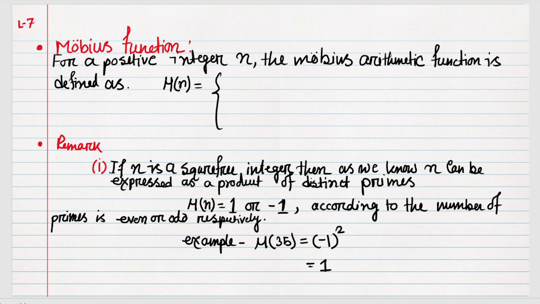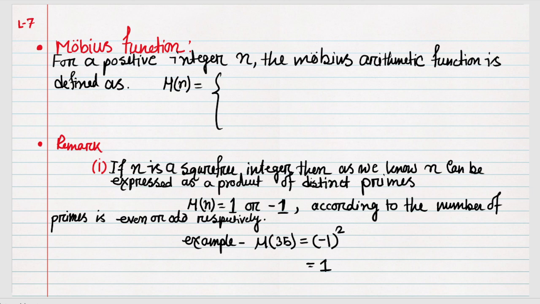In our early lectures, we studied two functions, the sigma function and the tau function. Here we'll start with the Möbius function. Earlier we studied the tau function and the sigma function. What was the tau function? The tau function was the number of positive divisors, and the sigma function was the sum of the positive divisors of an integer.